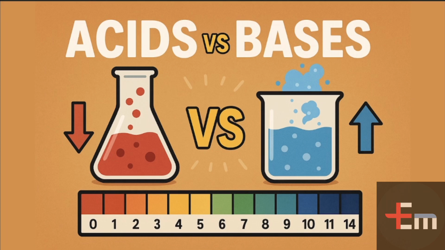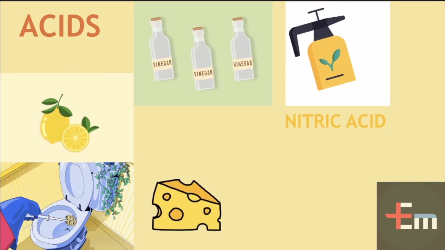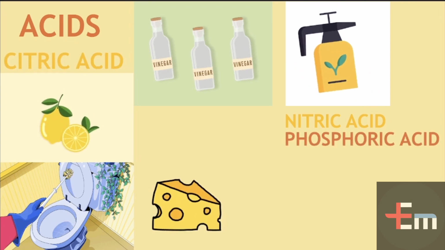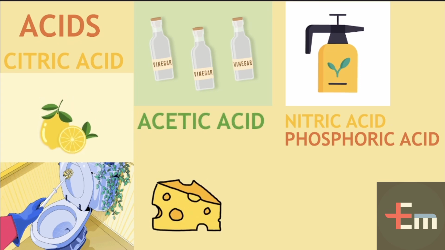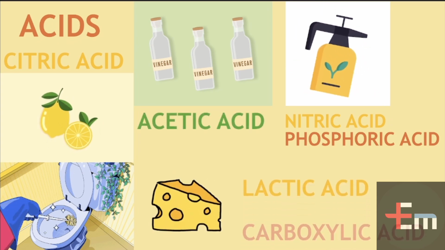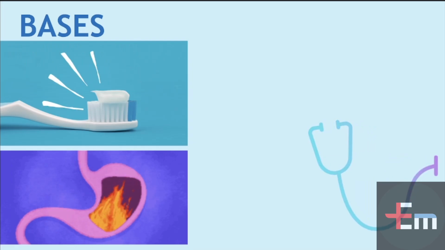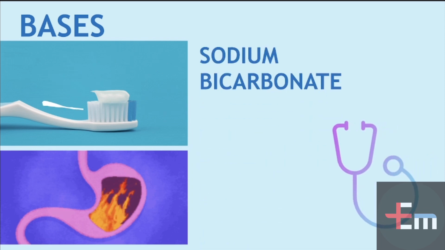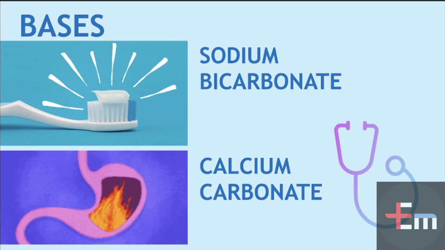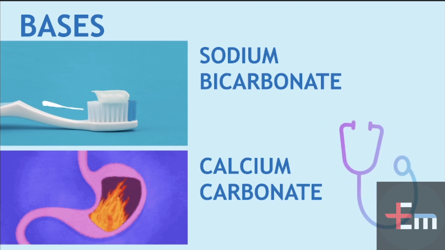We see acids and bases in our everyday lives, such as acids in cleaning agents, fertilizers with nitric and phosphoric acid, preservatives with citric acid, and foods like vinegar, also called acetic acid, and cheese containing lactic acid and carboxylic acids. Additionally, bases can be found ranging from your everyday toothpaste containing sodium bicarbonate to medical uses like calcium carbonate to treat indigestion. As to how that works, we'll talk about that later.